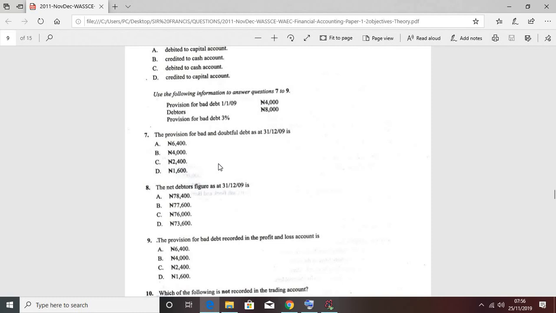We are all here to learn, or we are all here to help each other. So as I said, the debtors figure is supposed to be 80,000. So let's see what we can do. Provision for bad debt as at 1st January 2009 is 4,000.